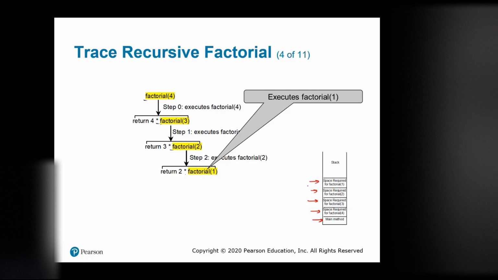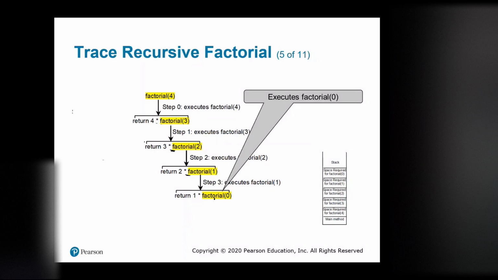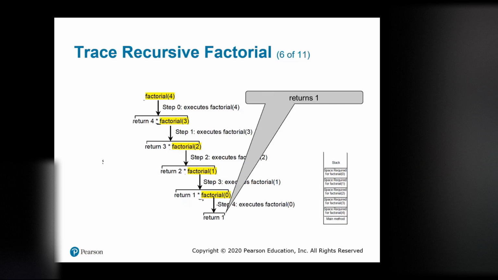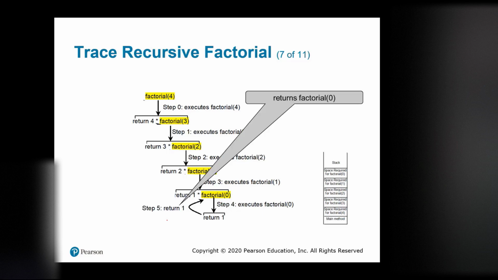Now for factorial 1 we call 1 multiplied by factorial 0. So that much space, memory, is getting kept aside for factorial 0. Now factorial 0 executes, it is a base case, so it returns the value 1. So now we have value 1. So we can now calculate 1 multiplied by 1, and that will give us the value 1.